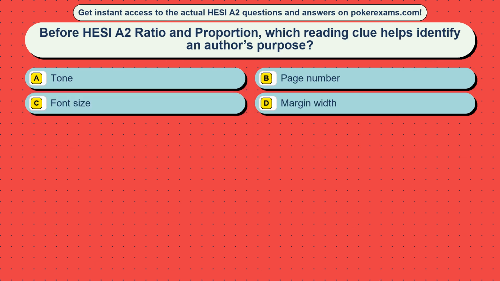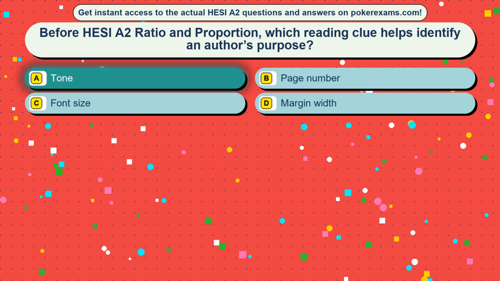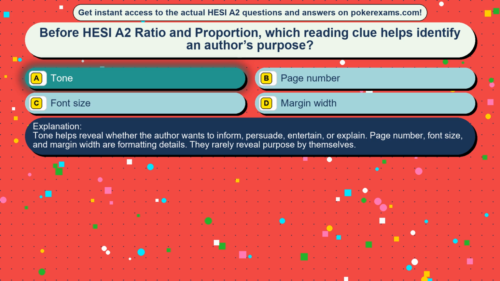Question 25. Before HESI A2 ratio and proportion, which reading clue helps identify an author's purpose? Option A, tone, option B, page number, option C, font size, option D, margin width. The correct answer is option A, tone. Tone helps reveal whether the author wants to inform, persuade, entertain, or explain. Page number, font size, and margin width are formatting details.